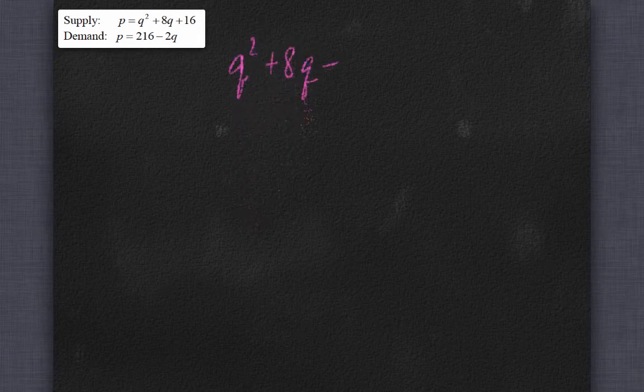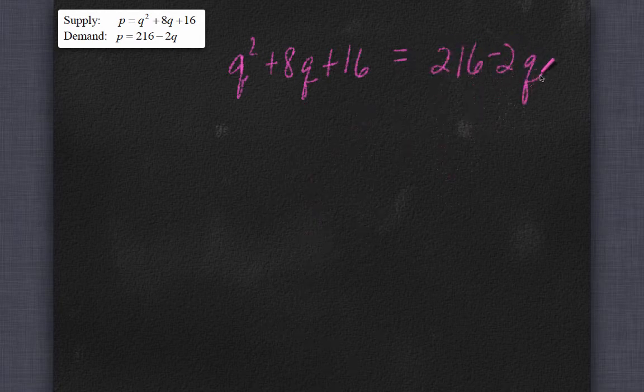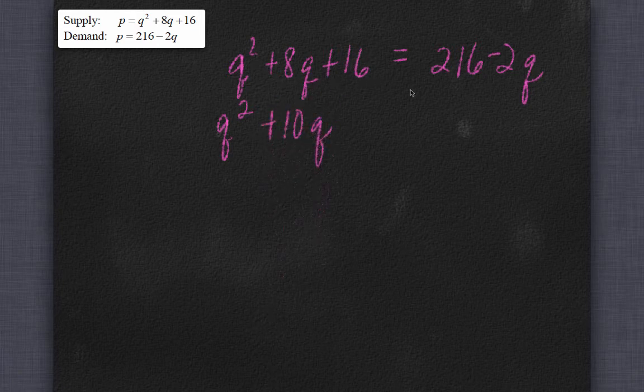So we just set q squared plus 8q plus 16 equal to 216 minus 2q. If I had been given this in some other way besides p equals, I'd have more work to do, but p equals means I can just set these two equal. So I'm going to get 0 on one side because of that squared right there. So plus 8q plus 2q plus 16 minus 216.